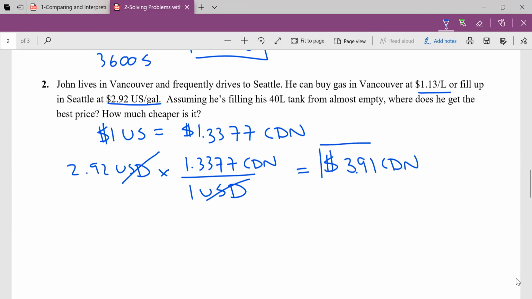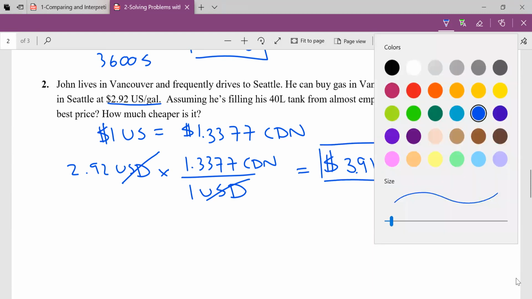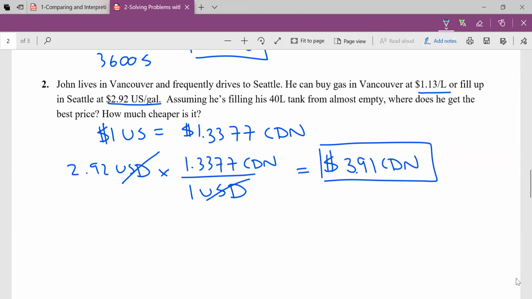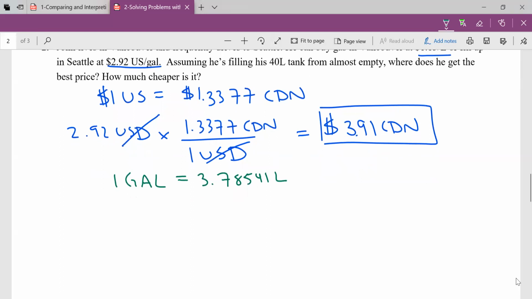Okay, so that's good. Now I'm going to say to myself, well, I got to convert gallons. So how do I convert a gallon? Well, 1 gallon, I always remember, is roughly 4 liters. But to be precise, 1 gallon is 3.78541 liters. And there's no reason for you to memorize those things. You'll always be provided those in the question, right?